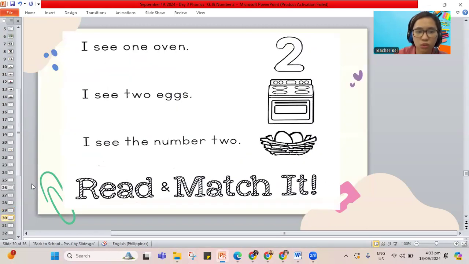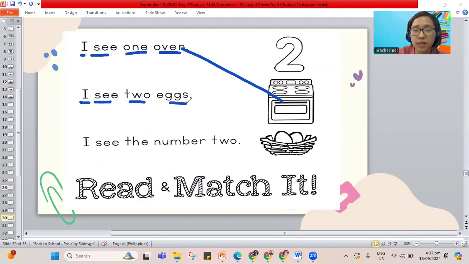Now, let's go do our matching. We're going to read our sentence. I see one oven. There's only one. Make a line. This is our one oven. Next, I see 2 eggs. The eggs did not hatch yet. The eggs are in the nest. Next, I see the number 2. Where's number 2? This is number 2.